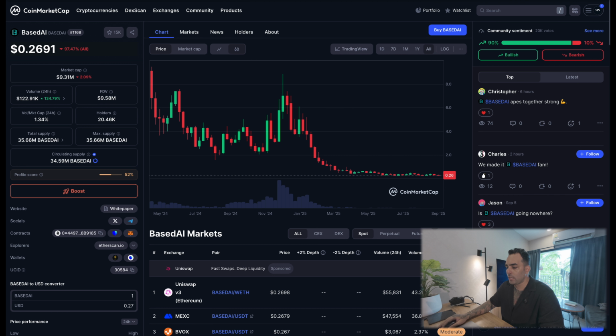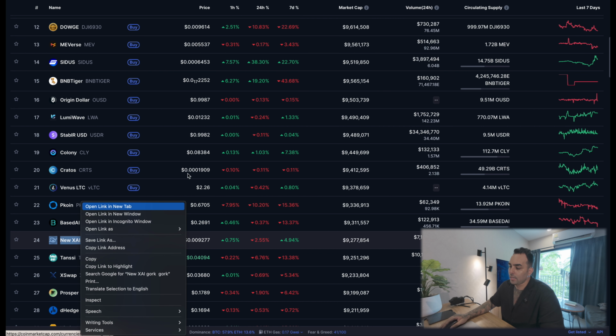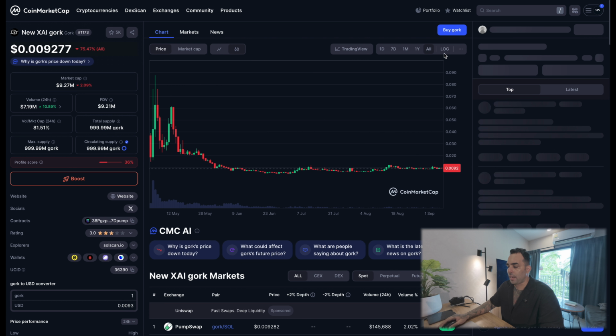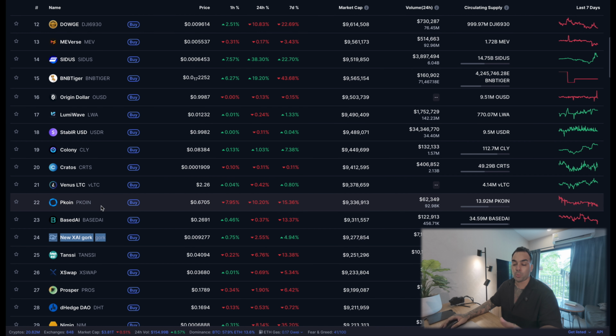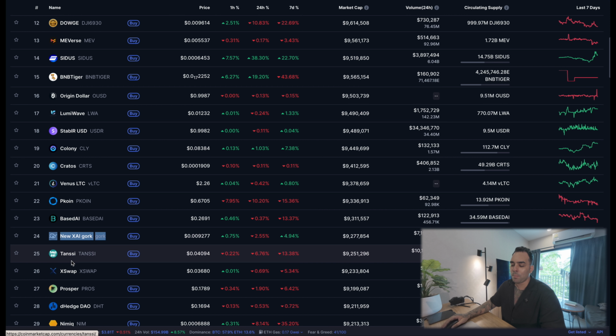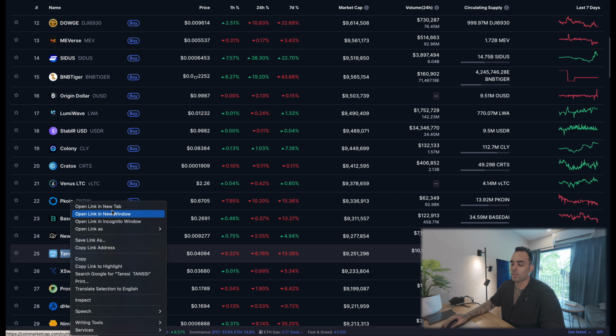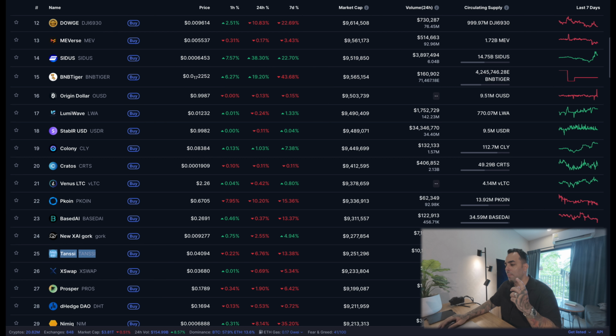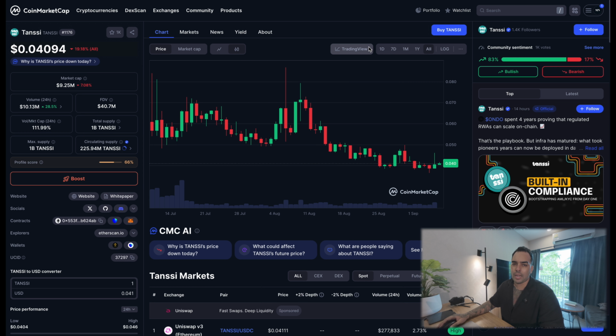Base AI, this one is a dump. Next, it's going to take a while for you to actually find one. If you go to the 10 million to 50 million range, which we are going to be doing in a little bit, it's just going to be much easier to actually find a coin. Tansy, I know about this one, is a builder. They actually allow you to build applications code free, which is pretty cool.